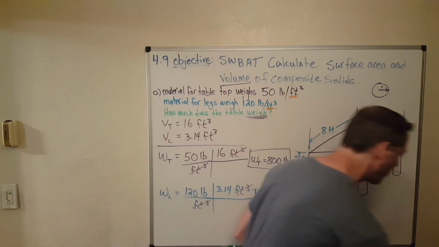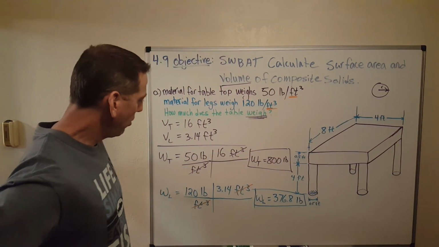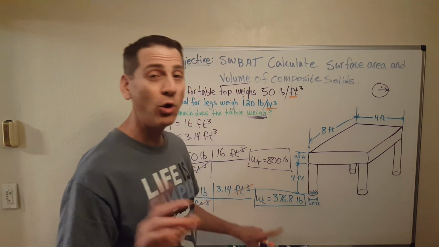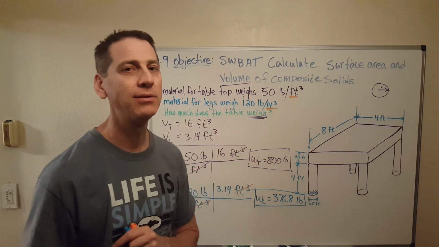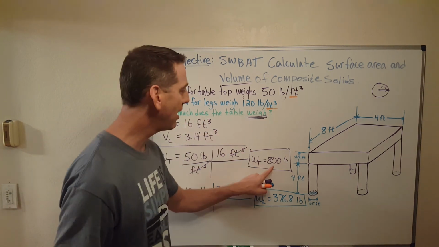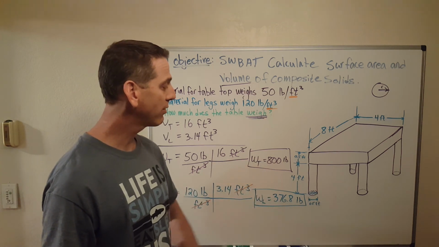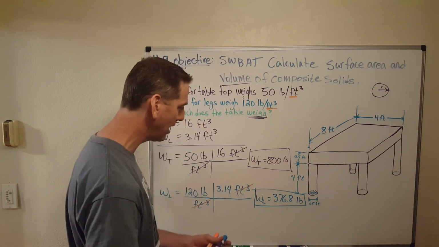All right. So, now is that our answer? I'll always go back to the question. How much does the table weigh? Well, the tabletop weighs 800 pounds. The legs weigh 376.8 pounds. What is the total weight? Well, you guessed it, I just got to add them together.